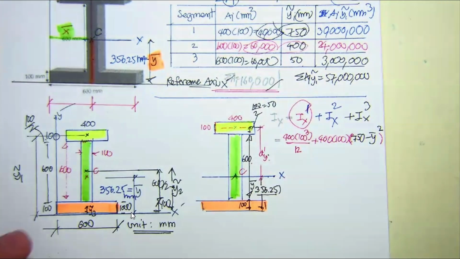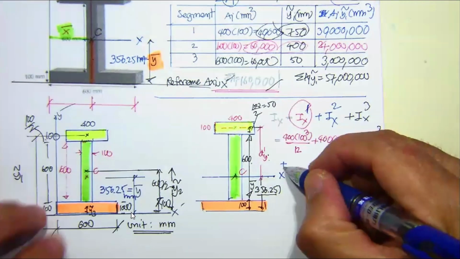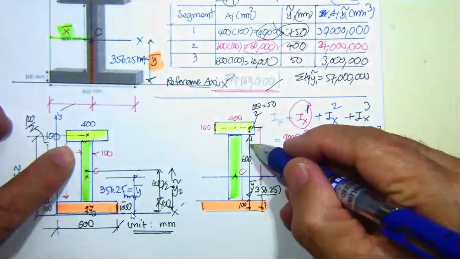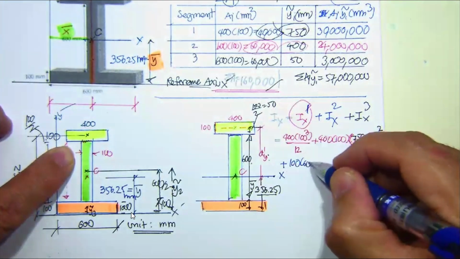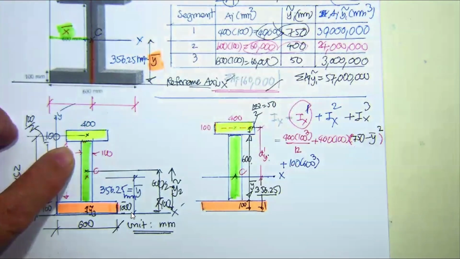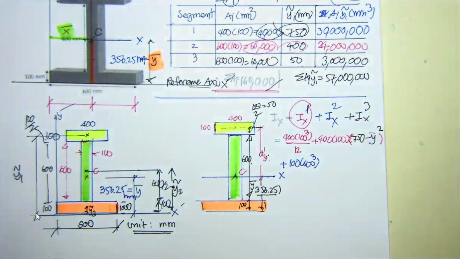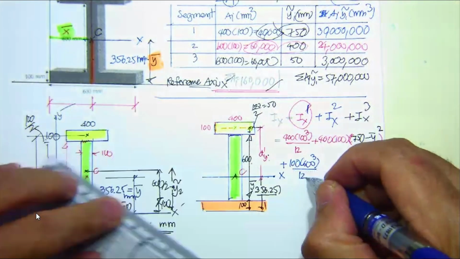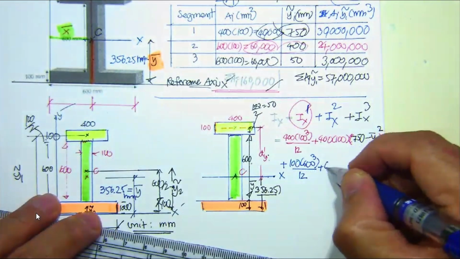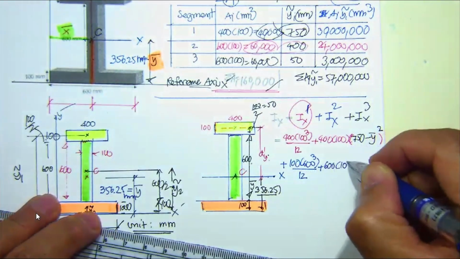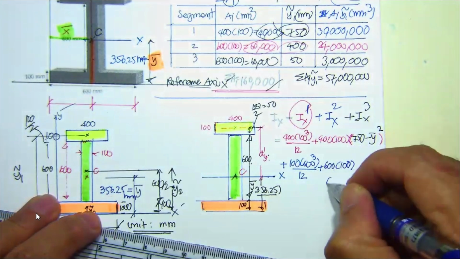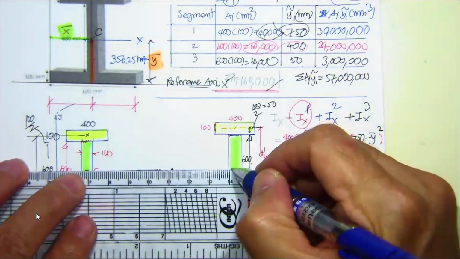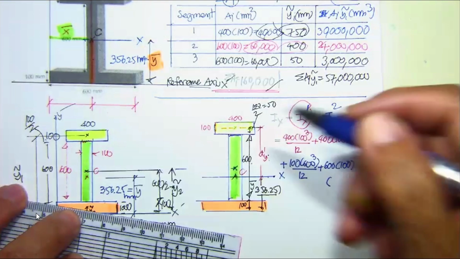Now, for the second one, plus for this one, this is 100. Total here is 600. 600 cube, and then divided by 12. This one by 12. And then the area 600 times 100. And then times the distance. This is going to be the centroid of this area.